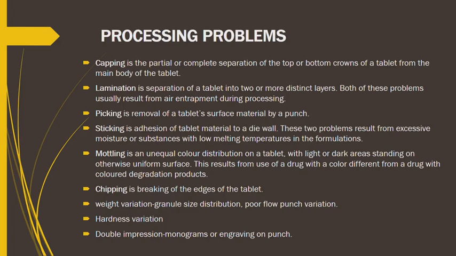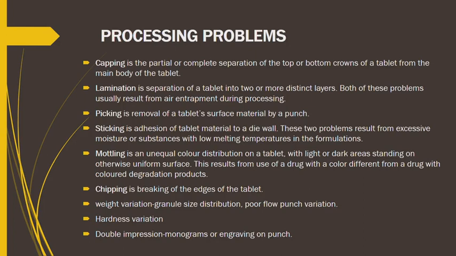Next is mottling. Mottling is an unequal color distribution of tablet with light or dark areas standing on otherwise uniform surface. This results from the use of a drug with a color different from the other ingredients, or from a drug with color degradation products. Next is chipping. Chipping is breaking of the edges of tablet. Next is weight variation, granule size distribution, poor flow, punch variation. Sometimes weight variation and unequal granule size distribution is observed in tablet manufacturing, which causes a defect.